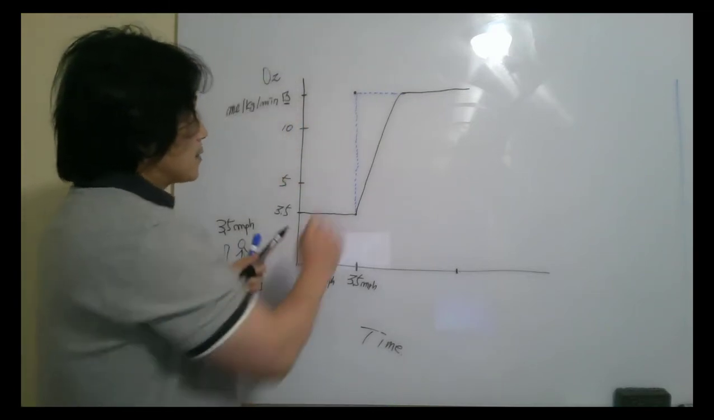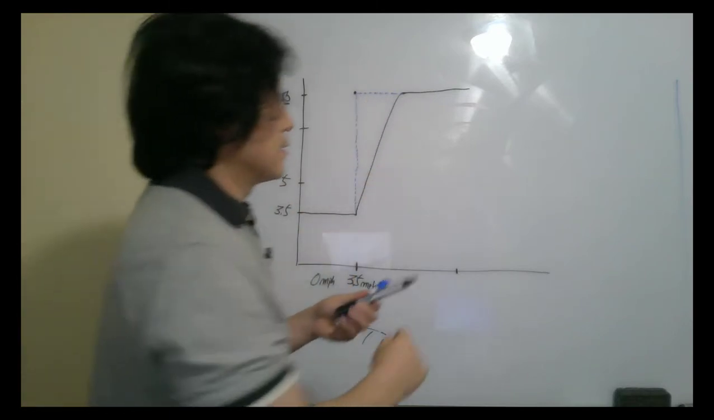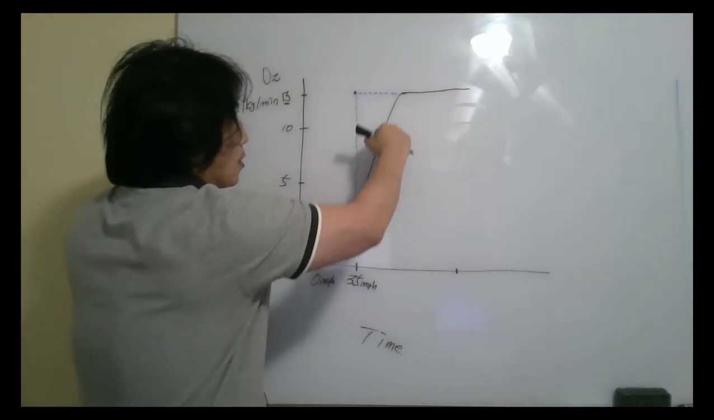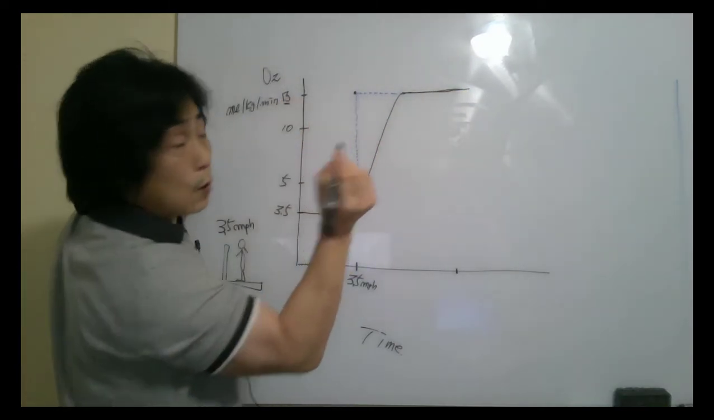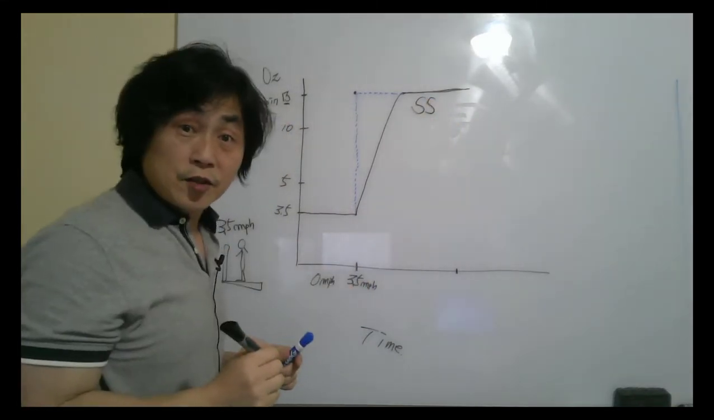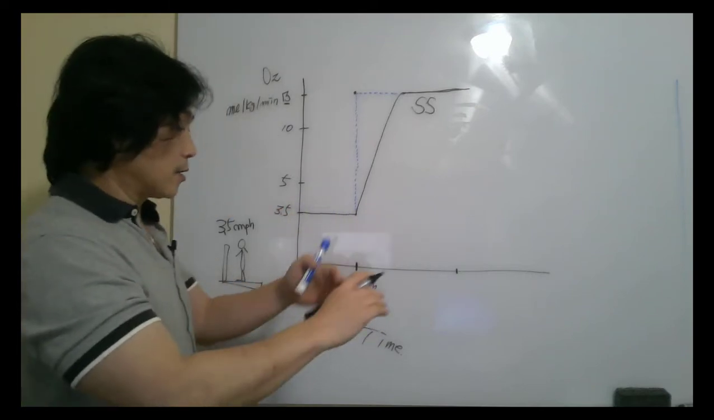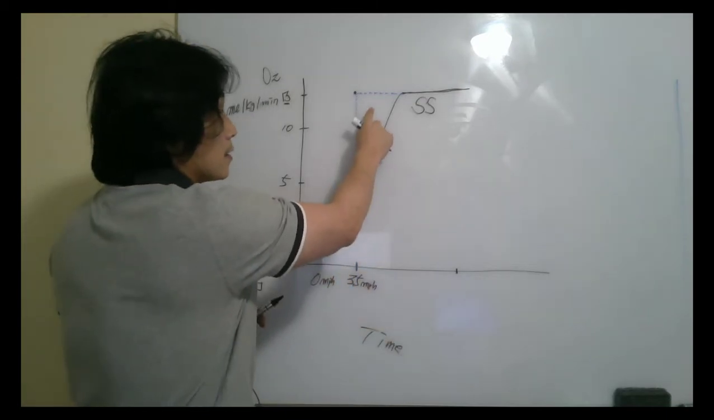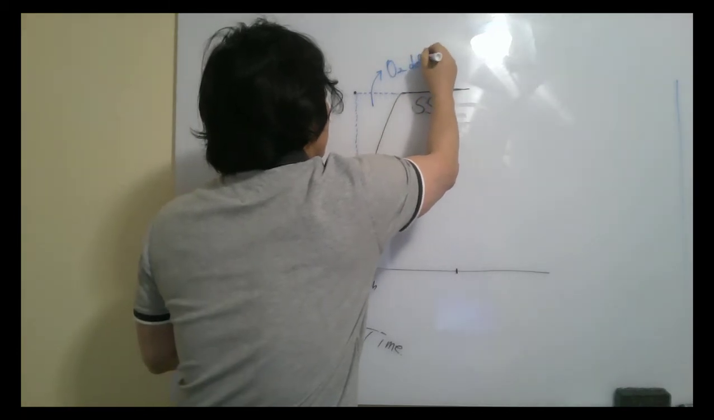Can you guess what we call this area? After several minutes, we reach this 13 milliliter per kilogram per minute. We call this steady state oxygen consumption, the steady state condition. And comparatively, this area we usually call oxygen deficit.